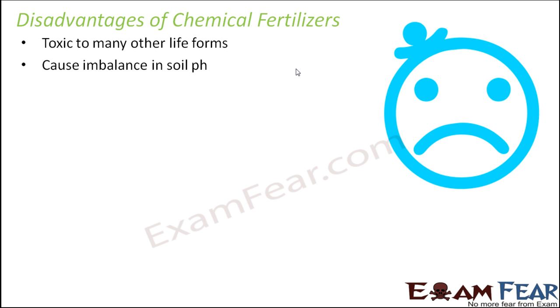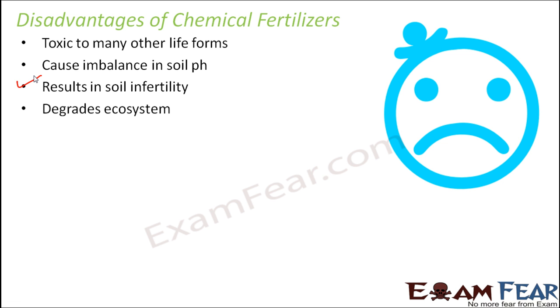They cause imbalance in soil pH. The soil has a particular pH. When an excess of chemical fertilizers is used, the pH of the soil gets disturbed. Sometimes it becomes too acidic, sometimes too basic. So it is all messed up. This results in soil infertility. When the soil pH gets disturbed due to too much use of chemical fertilizers, a stage comes where instead of becoming more fertile, the soil tends to become infertile. And when the soil becomes infertile, the productivity reduces.